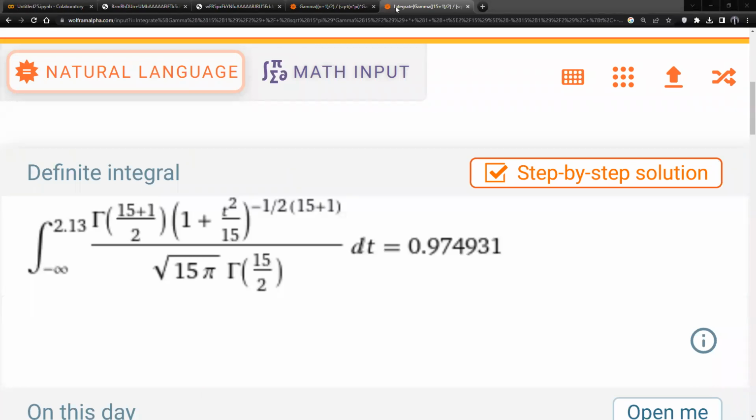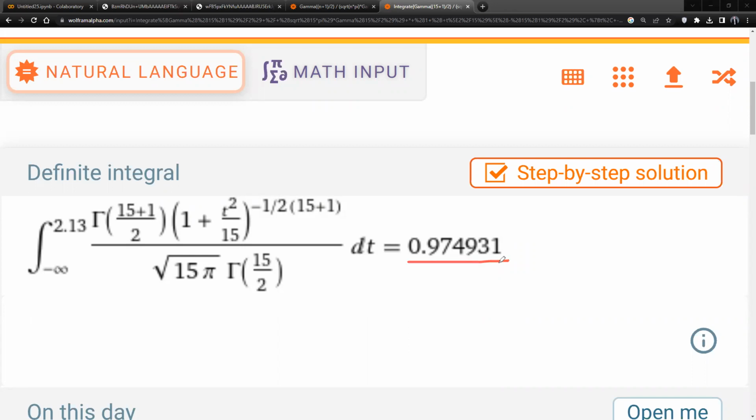What I've done here is integrate the PDF from negative infinity to 2.13. That's the t-score that I calculated. And then I replaced the v with my degrees of freedom in the PDF. According to Wolfram Alpha, when I integrate this, I get 0.97, 0.975 if we want to round it.